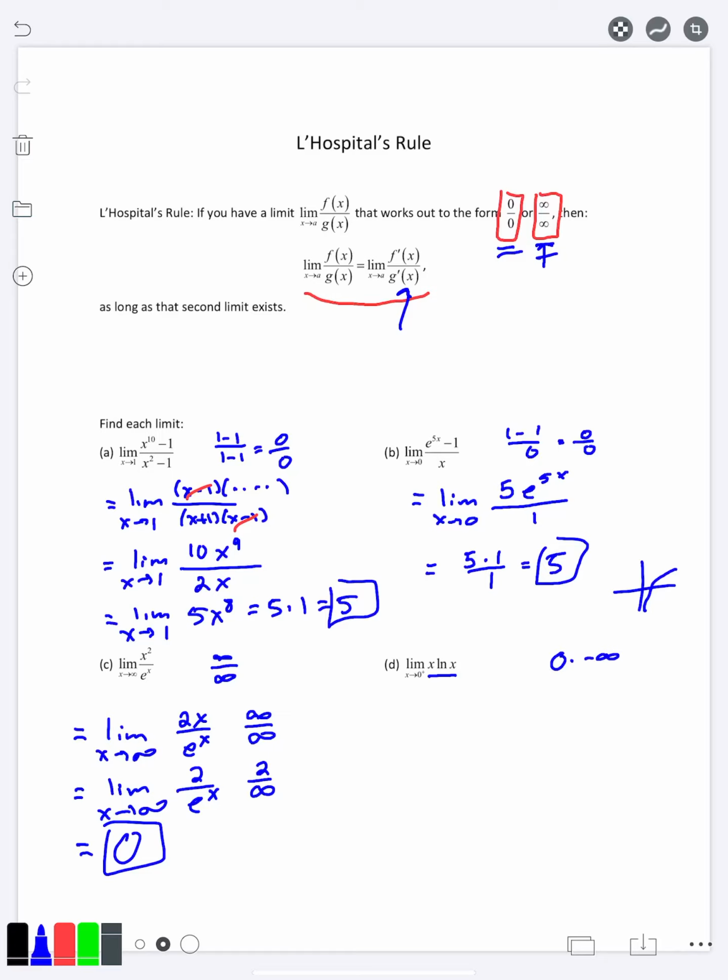And so what we're going to do then is play around with some algebra here to make it into a correct form for L'Hopital's rule. And all you have to do is move one of them to the denominator. I'm going to choose to move the x in front to the denominator, so it's going to become 1 over x there. And if you then look at this, we're going to have a negative infinity over infinity case. So now we are allowed to use L'Hopital's rule.